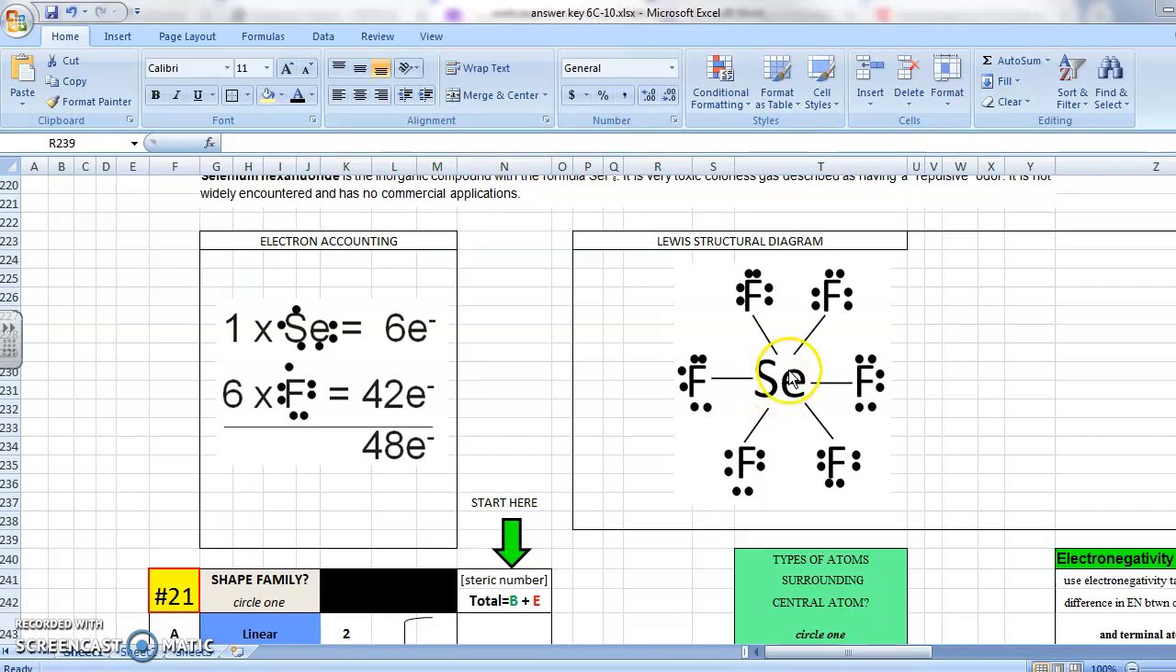Again, selenium has been expanded. It can be expanded because it does have a D. It's from the 3rd level down. In fact, selenium has 2, 4, 6, 8... what is that? 12 electrons in its valence.